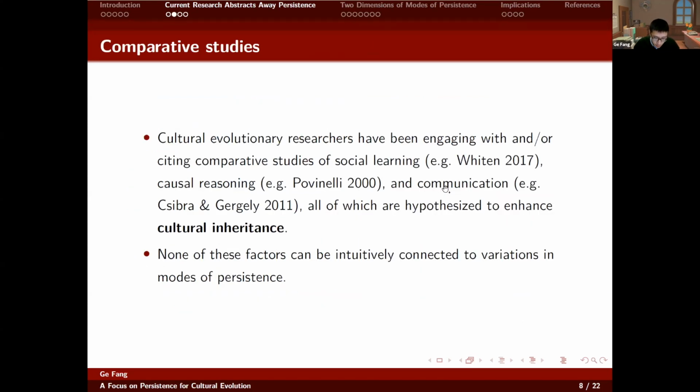A similar lack of attention to cultural persistence can be seen in comparative studies. Researchers in this field are usually interested in social learning capacities, causal reasoning capacities, and communicative capacities, all of which have been hypothesized to be factors contributing to effective cultural inheritance. A lot of recent debate in cultural evolutionary studies is about how important these factors are in supporting distinctively human cultural capacities. I don't have a dog in this fight. I only want to note that none of these factors can be intuitively connected to variations in modes of persistence.